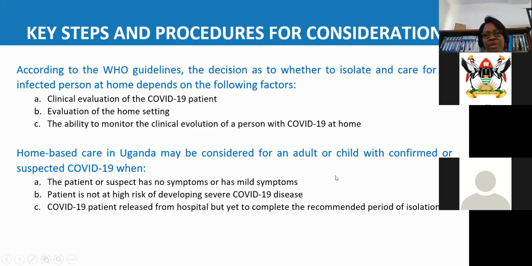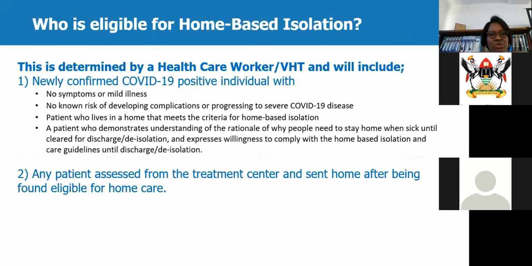So home-based care may be considered for an adult with confirmed or suspected COVID-19 if the patient has no symptoms or has only mild symptoms. If the patient is not at high risk for developing severe disease. And if, for example, a COVID-19 patient was hospitalized but is yet to complete their recommended period in the hospital, but the clinician deems fit that this patient is able to go back into their home setting. So those are the three kinds of patients who can go into home-based care.